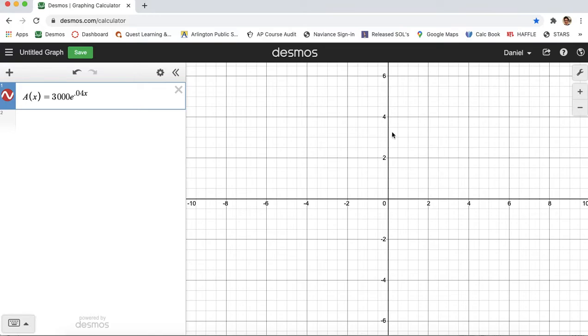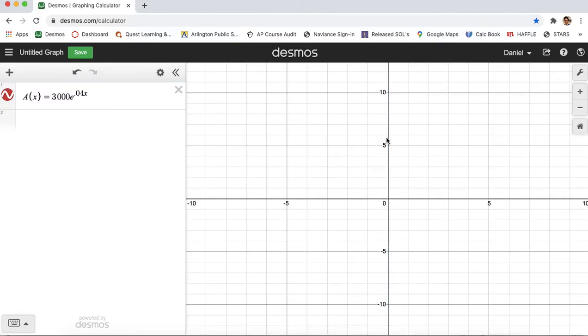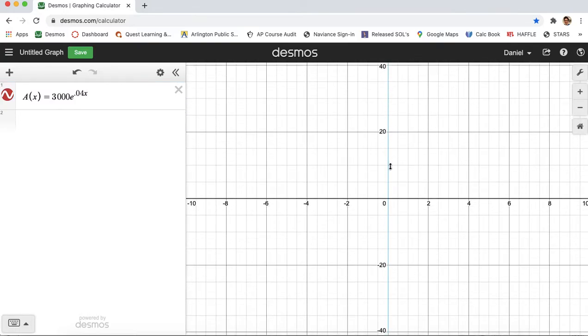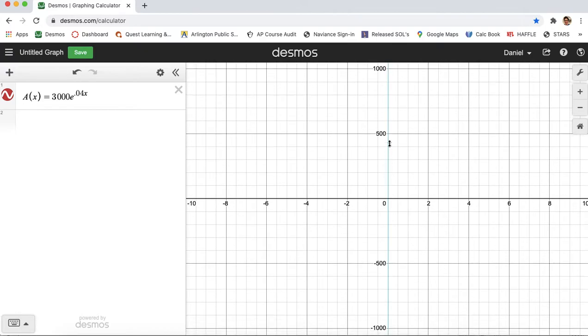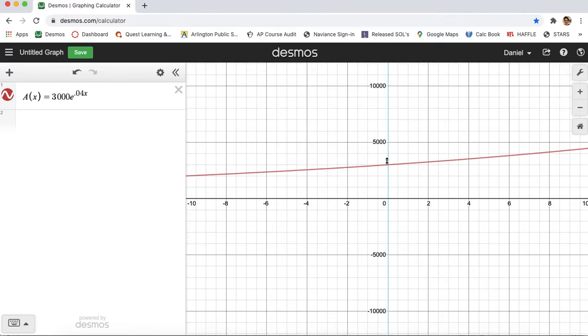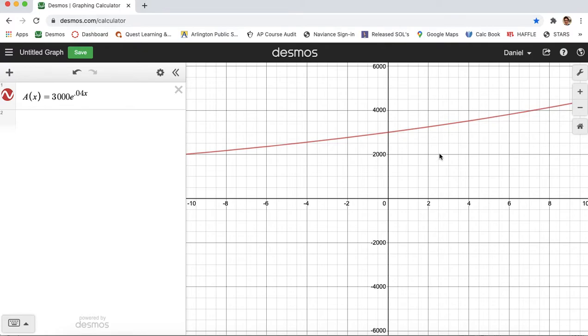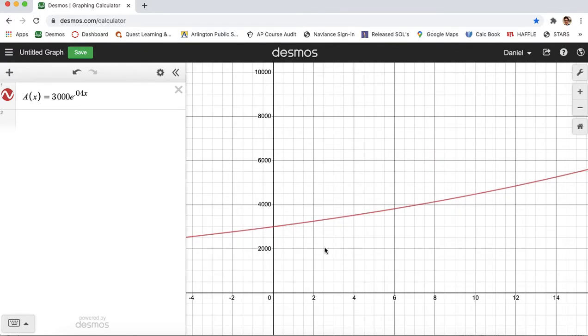Now, you're looking at this graph and you're saying, wait a minute, where's my graph? Well, if you're starting with $3,000, that means that you're going to need to go way bigger on the x-axis, because $3,000 is just where you start. Now, I don't really need all this negative time here.